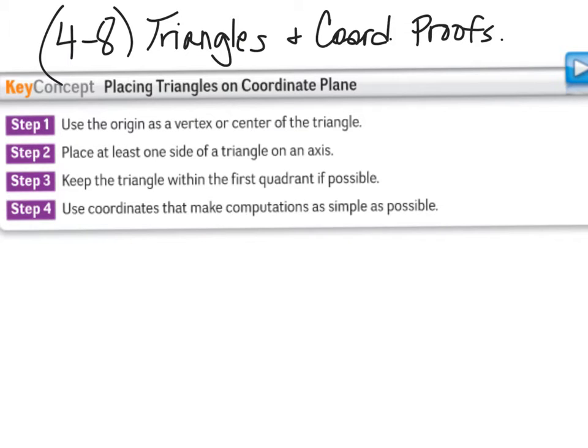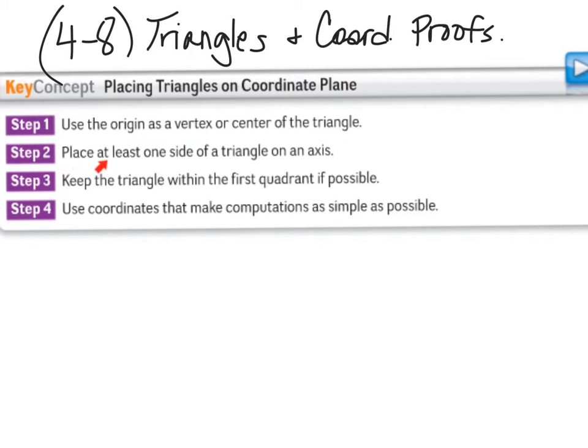All right, so today we're working on 4-8, triangles and coordinate proofs. What we're going to be doing is placing triangles on the coordinate plane, by placing them on the XY axis. So we want to think about the parts of the triangle that would be important. We are going to use the origin as a vertex or the center of the triangle, like the midpoint of the base or something like that. But a vertex is good.